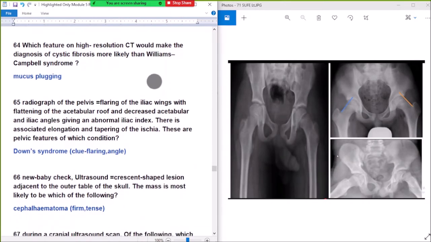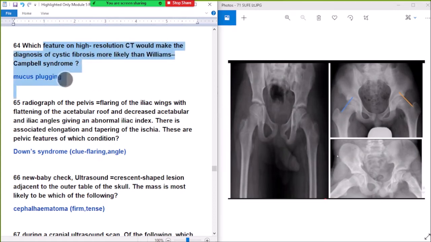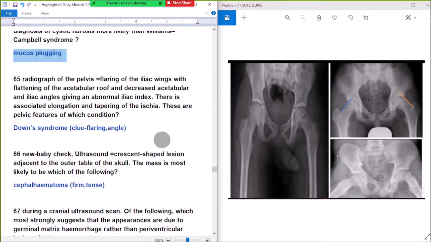Question number 64. Which feature on HRCT would make the diagnosis of cystic fibrosis more likely than Williams-Campbell syndrome? Mucus plugging. Mucus plugging. Question 65.